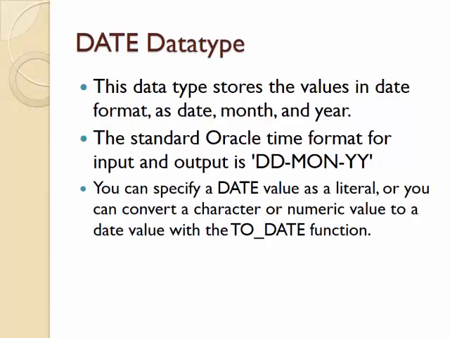Next data type is date data type. This data type stores the value in date format as date, month and year. The standard Oracle date and time format for input and output is DD-MON-YY. You have to specify the date as a number, but month as a name, 3 characters of the name, and year as 2 digits.